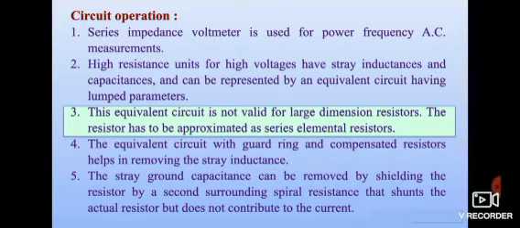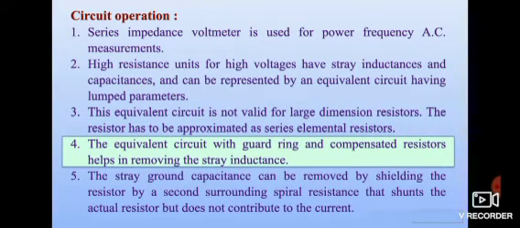The equivalent circuit with guard ring and compensated resistors helps in removing the stray inductance. The stray ground capacitance can be removed by shielding the resistor by a second surrounding spiral resistance that shunts the actual resistor but does not contribute to the current.